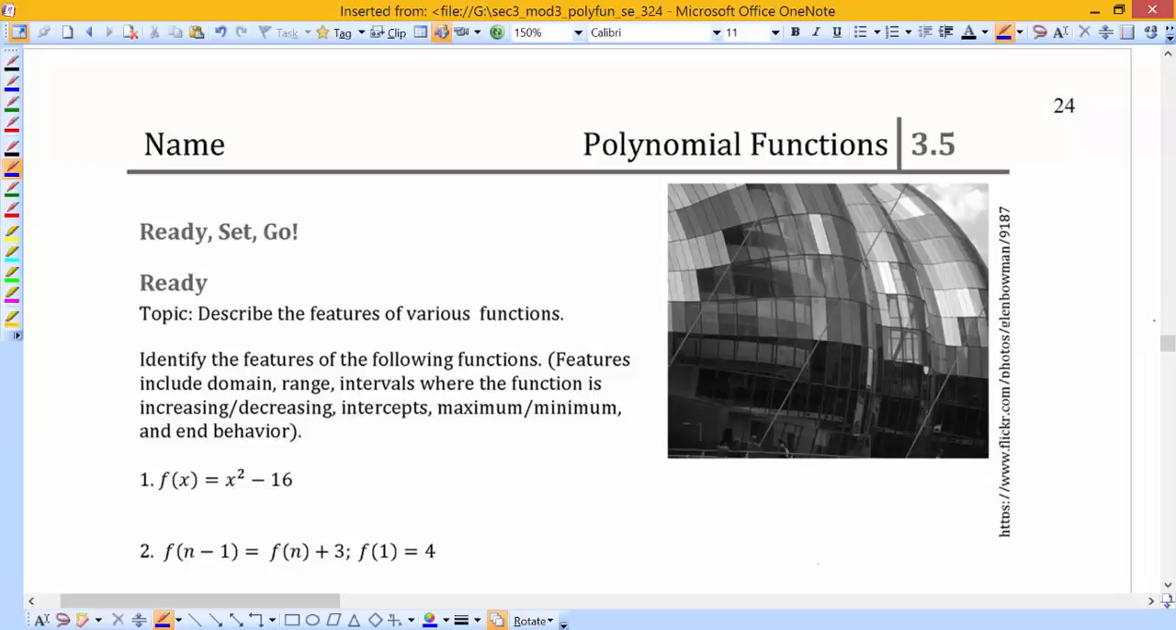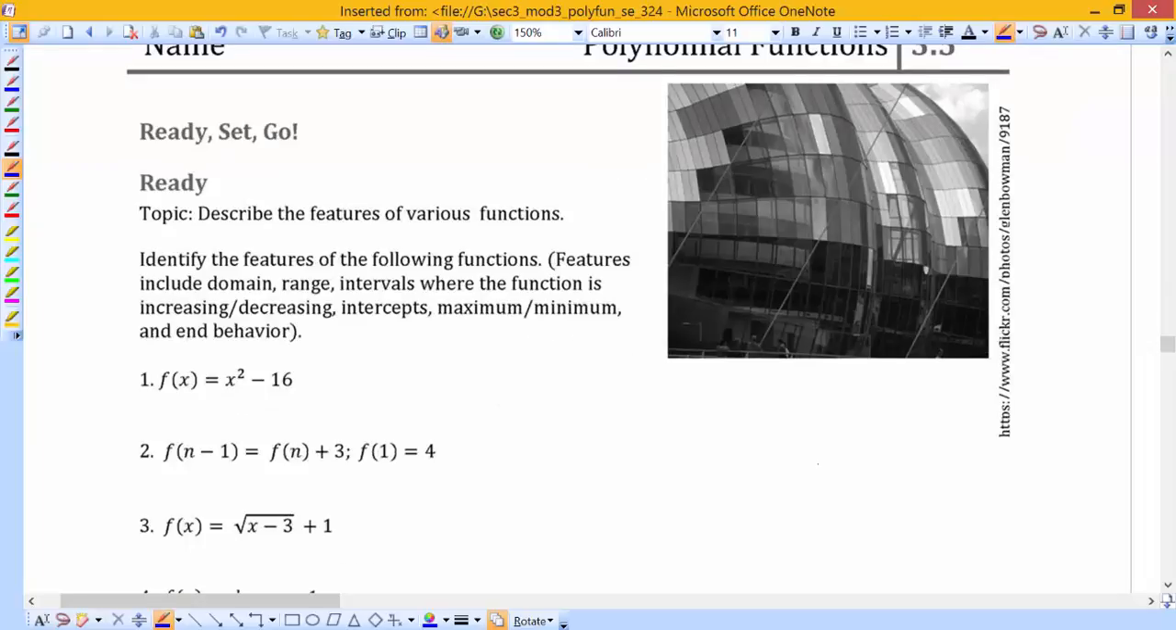So in the ready, you're going to identify the features of the following functions. And then it tells you what features you are going to find. So we're going to find domain and range. We're going to find intervals where the function is increasing and decreasing. You're going to find the intercepts. You're going to find the maximum and the minimum, and you're going to find the end behavior. I strongly suggest, just because we're trying to get the hang of this, that you plug these equations into Desmos.